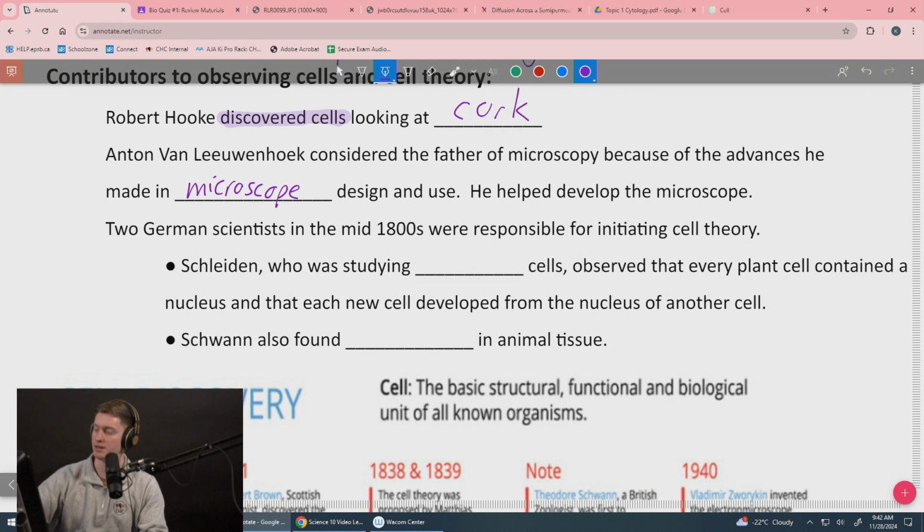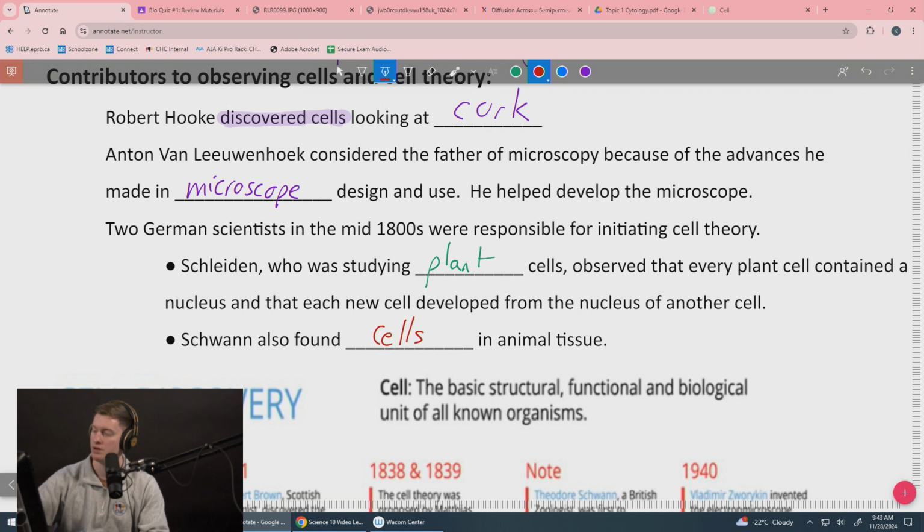Schleiden was studying plant cells, and he observed that every plant cell contained a nucleus and that each new cell developed from the nucleus of another cell. So that's going to be two important parts of cell theory. Everything, all these plants have cells, and those cells come from other cells. Schwann, who did a lot of research in cells, and there's a cell named after him in your body called a Schwann cell, Schwann found cells in animal tissue.